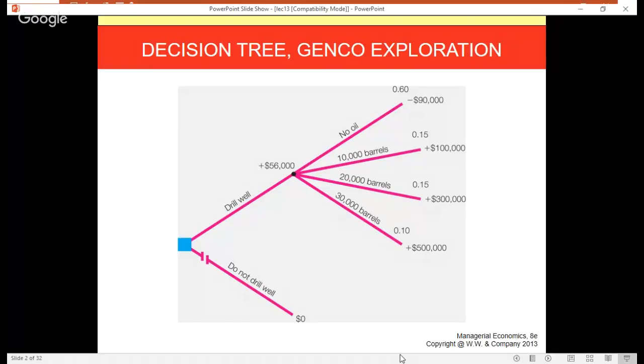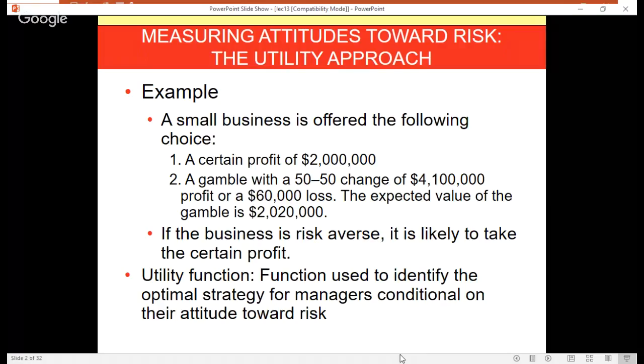Okay. Another example, suppose I have a small business and they can make a certain profit of $2 million. But they can enter a gamble, which is just a roll of the roulette wheel, where they have a 50-50 chance of making $4,100,000 or losing 60,000. So if I take 0.5 times 4.1 million plus 0.5 times negative 60,000, I get an expected value from the gamble of $2,020,000.